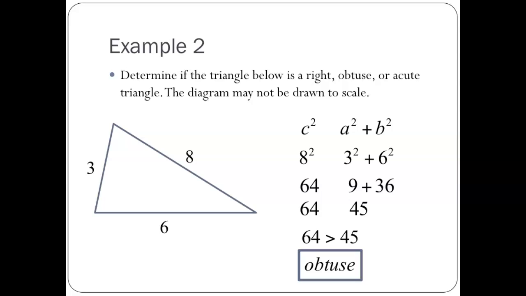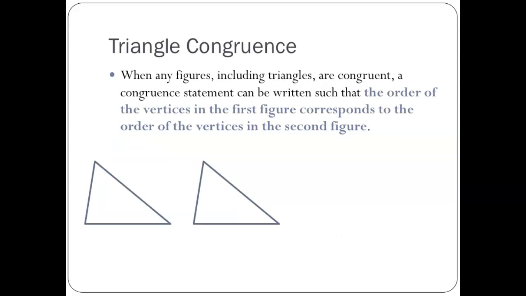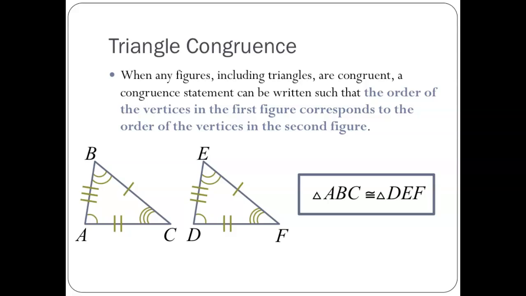Alright, now let's talk about congruent triangles. Now, when any figures, including triangles, are congruent, you can write a congruent statement where the order of the vertices in the first figure corresponds to the order of the vertices in the second figure. So for example, we've got two triangles here, ABC and DEF. Now, if I know that these angles here, A, B, and C, correspond directly to D, E, and F, and the sides here also correspond like so, then we can write a congruent statement, and we would say that triangle ABC is congruent to triangle DEF.